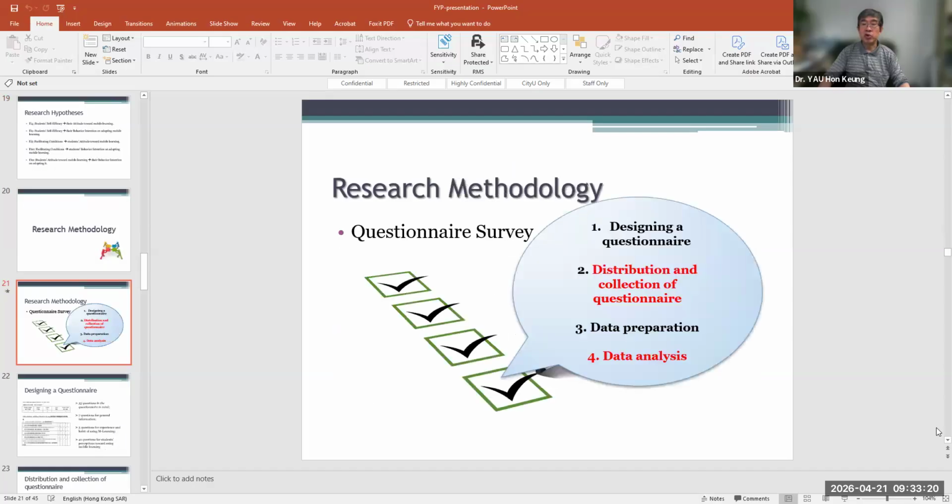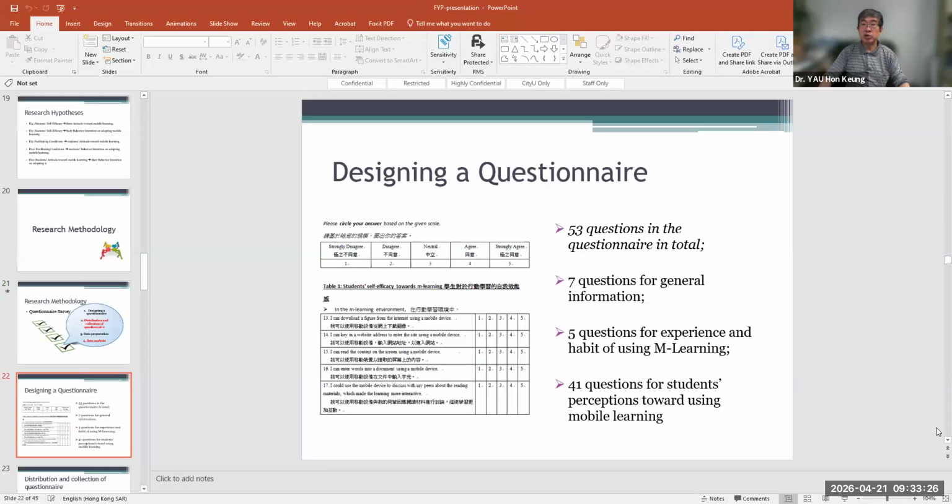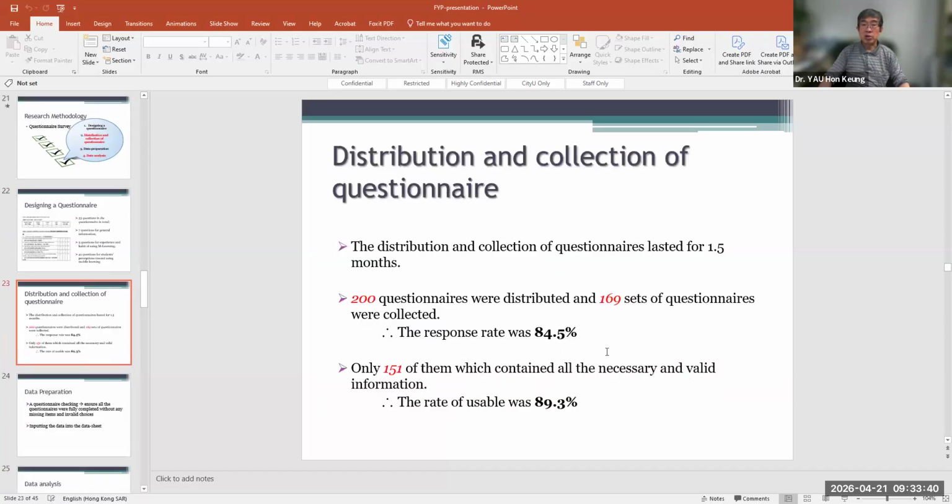Research methodology use the questionnaire survey. Okay. About 53 questions in the questionnaire model. Okay. 7 questions are general information, 5 questions about mobile learning, 41 questions about the student perception toward the mobile learning. So we distribute 200 questionnaires and return 169 sets of questionnaire. The response rate is more than 80%. Okay, but only 151 can get the valid information. That means the rate of usable was 89%.